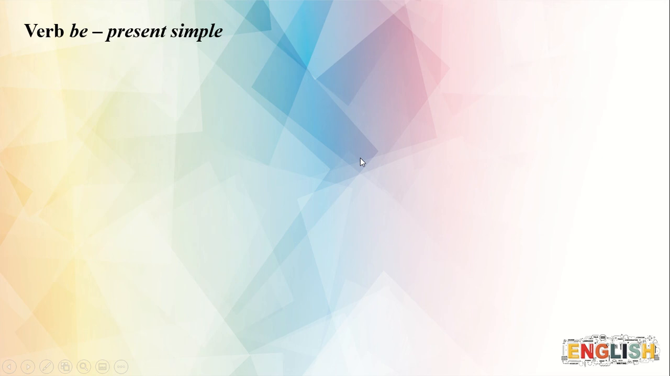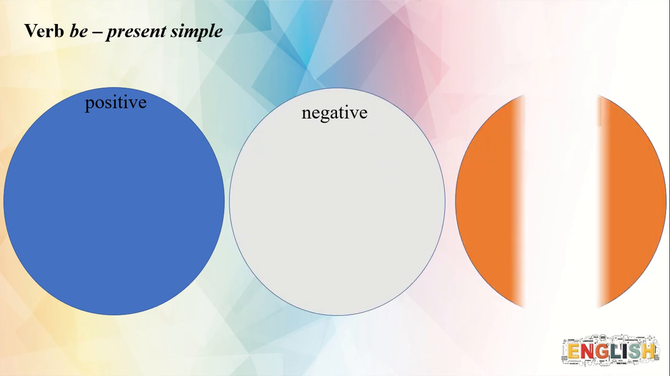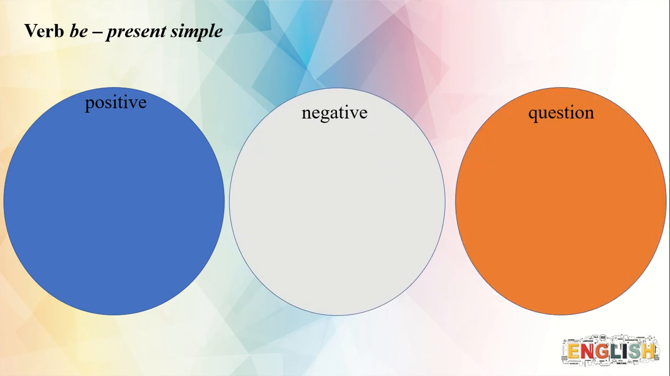Okay, sentences can either be positive, negative, or question. A positive sentence tells you that something is so. For example, he is a teacher. And a negative sentence tells you that something is not so. And we create a negative sentence by adding the word not. For example, he is not a teacher. And then we have a question. For example, is he a teacher?